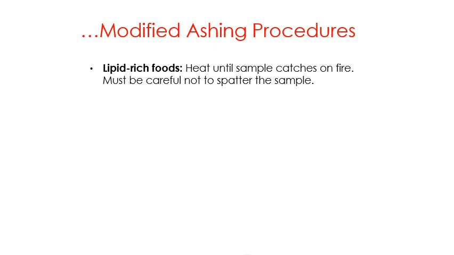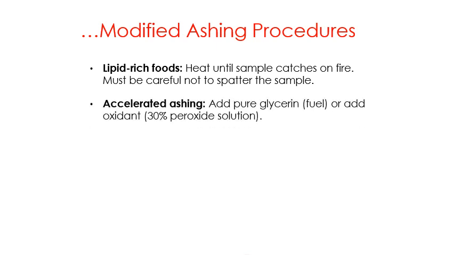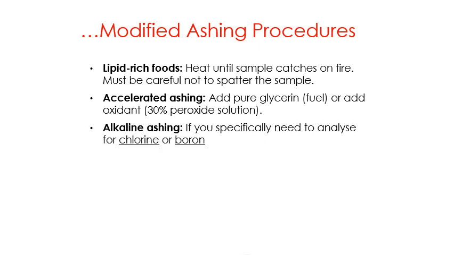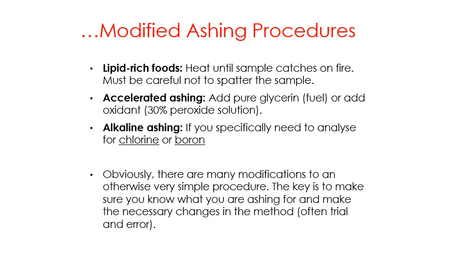For lipid-rich food, what you want to do is heat the sample until it catches on fire, but you have to be careful not to splatter the sample. To accelerate ashing, you may want to add pure glycerin as a fuel, or add an oxidant, for example 30% peroxide solution. For alkaline ashing, you may use this if you want to specifically analyze chlorine or boron. Obviously, there are many modifications to these otherwise very simple procedures.